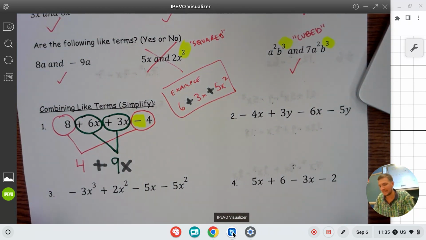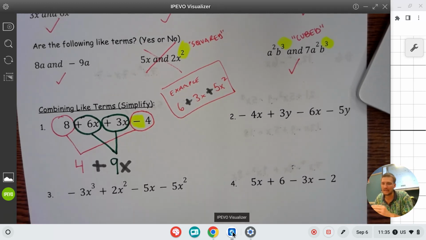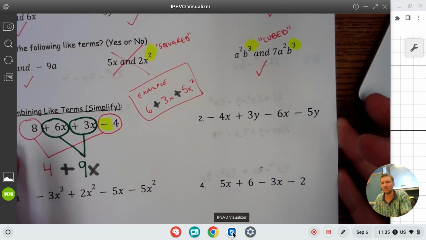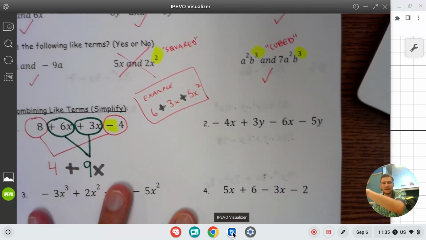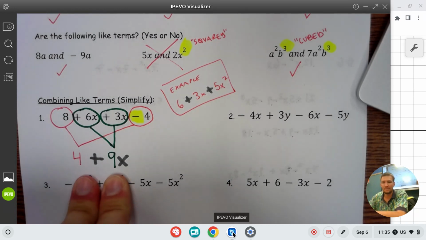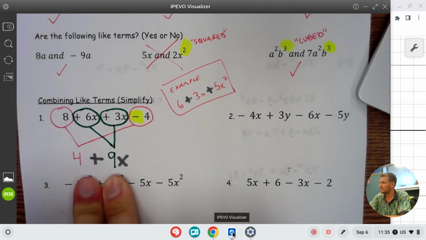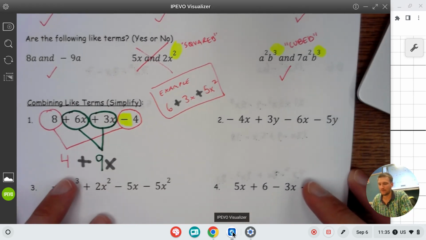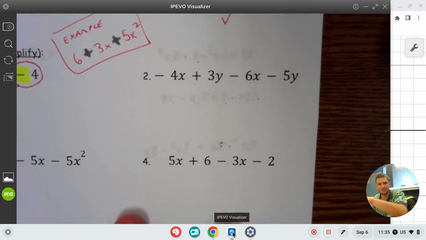Okay, at this point, I feel like we're ready to speed the pace up a little bit. We've been going real slow today. You know, it's early in the year. Let's pick it up a little bit. Do we feel okay about number 1? Does your paper kind of look like my paper? You want to write that example? No, I'm not too worried about that. All right, here we go. Let's get to number 2.